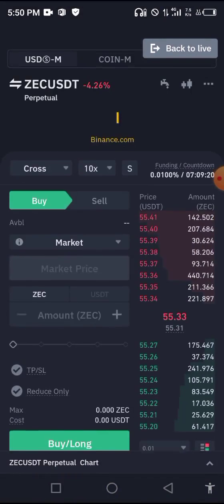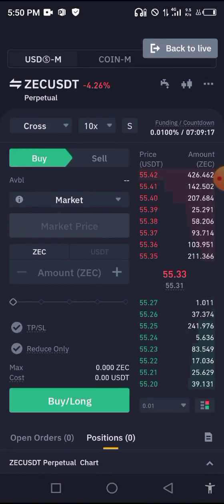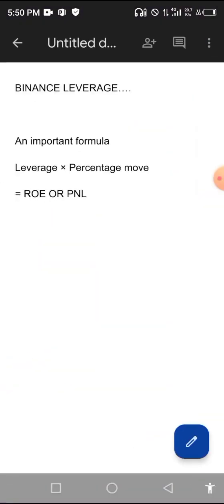Okay, so I will see you guys in the next video. Basically, I've talked about what leverage is. Don't use more than 10 to 20x leverage. And I've talked about an important formula: leverage times percentage move gives you your ROE or PNL.